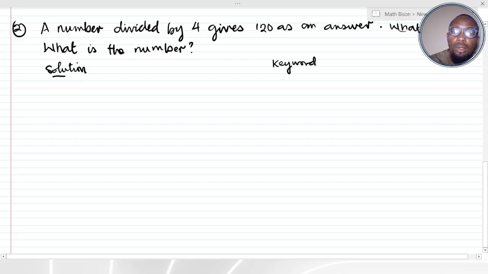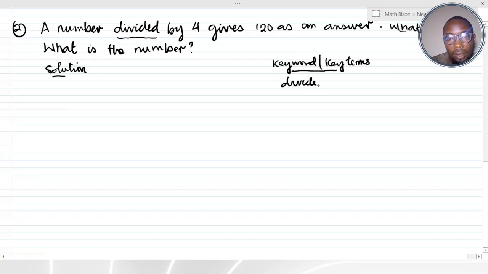Keywords or key terms. These are the ones that help you to just think in the right direction, extract the most important information from the question, and use it for your working. Now, what are the keywords here? The number, a number. There's a number. A number, yes, we don't know yet. It's a variable. It's an abstract number. Divided, divided. Where it is said divided, that is a keyword.